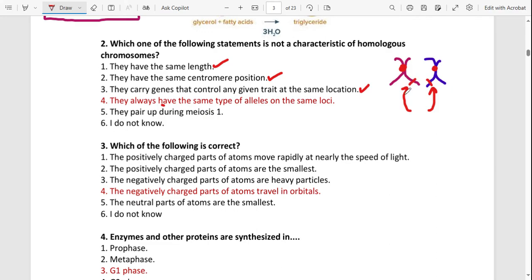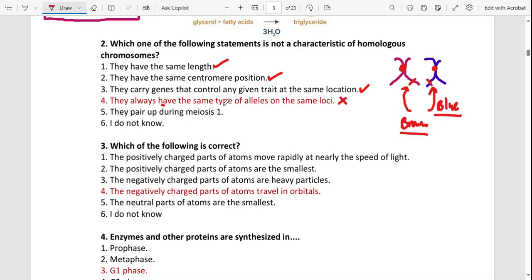Let's say, for example, from this chromosome, from your mother, it is telling you need to have brown eye color. The other one, the same position, talking about eye color, can be saying you should have blue eye color. So you can see it's not always that you are going to have the same type of allele on the same position. You can have different alleles but the same gene. The gene is eye color. The alleles blue or brown. Okay, they can be different. So that's why this is not correct.